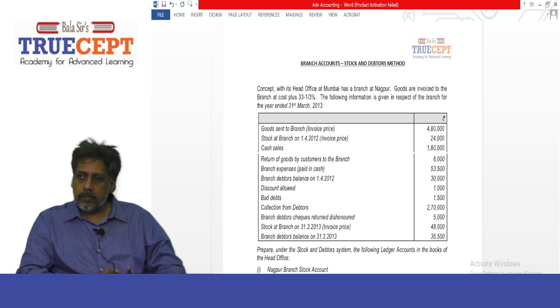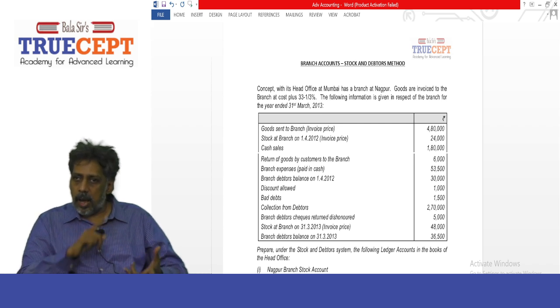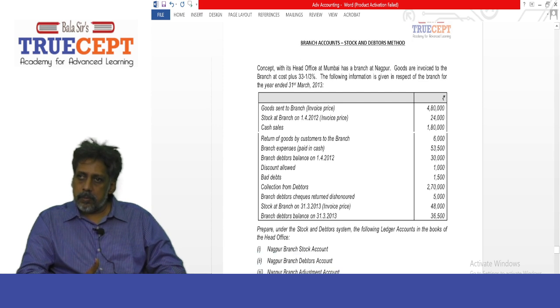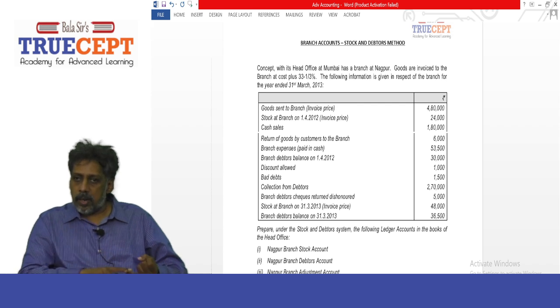Yes. Next, cash sales 1,80,000. Goods returned by customers to the branch 6,000. Nothing but these are sales returns. Goods returned by the customers to the branch, rupees 6,000. Next, branch expenses paid in cash 53,500. Branch debtors balance on 1st April 2012, 30,000 rupees. That is the opening balance of the amount due from the branch customers.